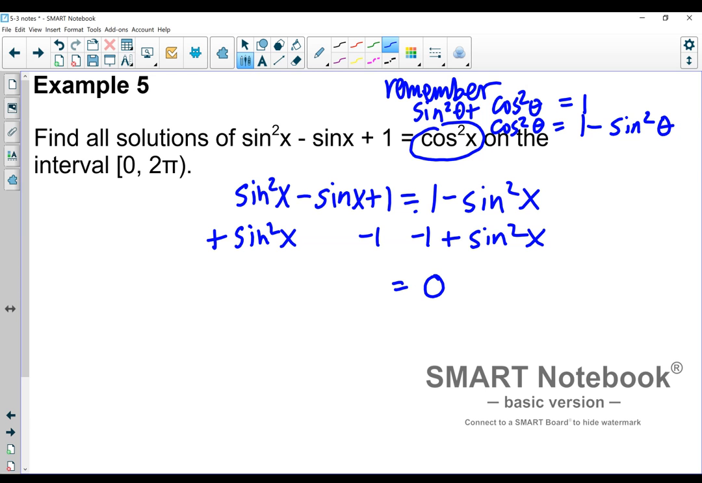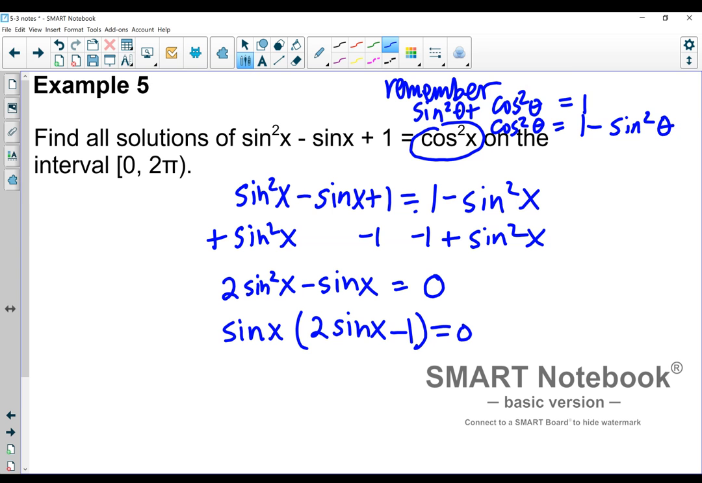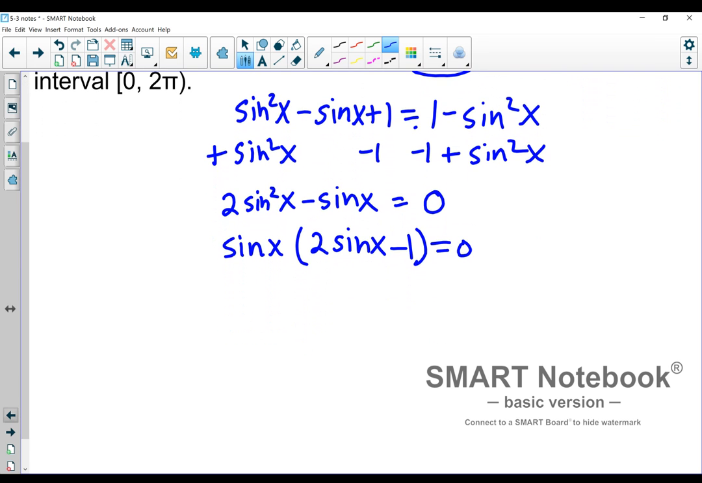So let's see, now I have 0 on the right, so I'm going to be able to factor. Sine squared plus sine squared would be 2 sine squared x. And then I have minus sine x. And then the plus 1 minus 1 is just gone. It makes a 0. So now I can factor. I can factor a sine x out of both terms. And then we're left with 2 sine x minus 1 equals 0. So now it's kind of like the last one where I have to do zero product property, either sine x equals 0 or 2 sine x minus 1 equals 0.